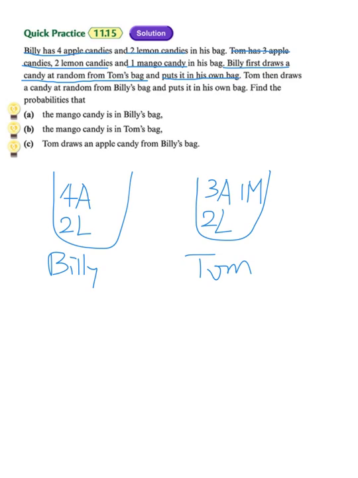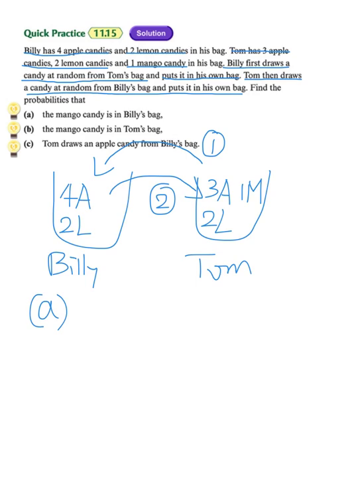So graphically it's like this. First, draw a candy at random from Tom's bag and put it in his own bag. And then Tom draws a candy at random from Billy's bag and puts it in his own bag. So the sequence is: first I draw from Tom and put it into Billy's bag, and second, take one from Billy and put it back to Tom. Find the probability that the mango candy is in Billy's bag.